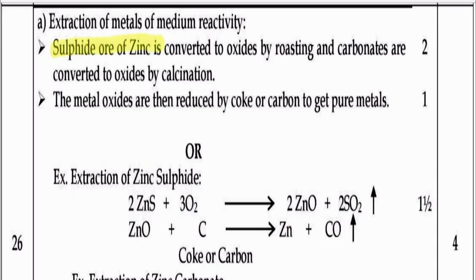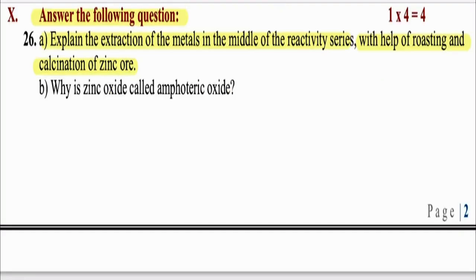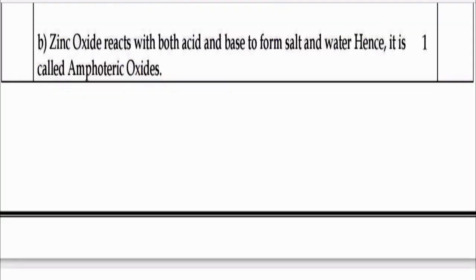Sulfide ore of zinc is converted to oxide by roasting, and carbonates are converted to oxides by calcination. The metal oxides are then reduced by coke or carbon to get pure metals. Next, question B. Why is zinc oxide called an amphoteric oxide? Zinc oxide reacts with both acid and base to form a salt and water. Hence, it is called an amphoteric oxide.